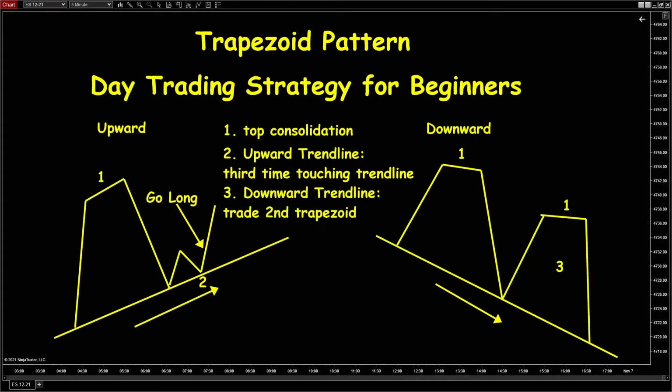For the downward trapezoid, it is a little bit different. You need to wait for the first trapezoid to form and then trade the second trapezoid. This is because only after the first trapezoid is formed can we see the downward trend line. We go short at the top right corner of the second trapezoid. We wait for either two pushes or three pushes, and then there should be a very good sell signal bar formed. So you can trade that signal bar. Then we take the profit at the bottom of the trend line here.